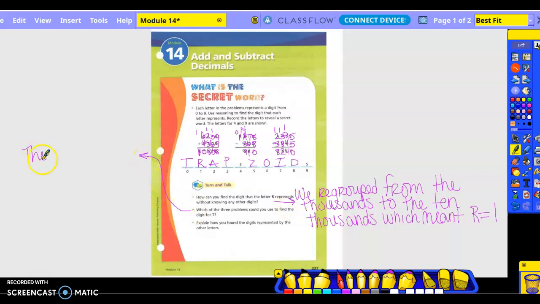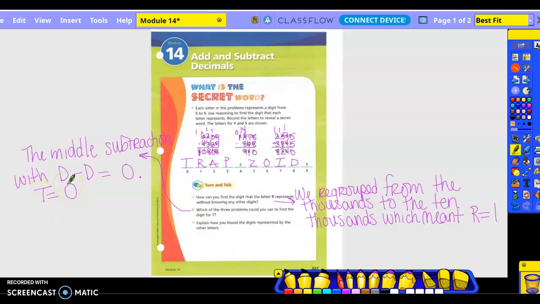So the middle subtraction problem with D minus D has to equal 0, right? Okay. So then that meant that T would equal 0.